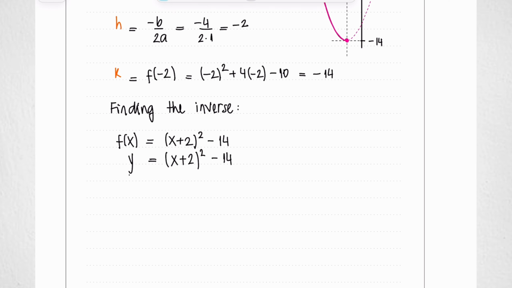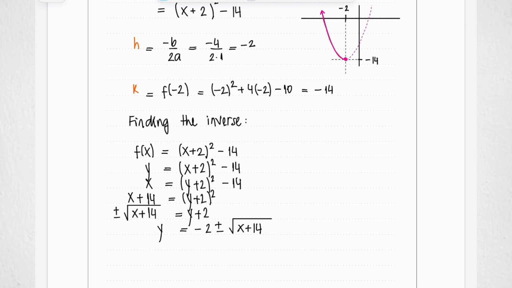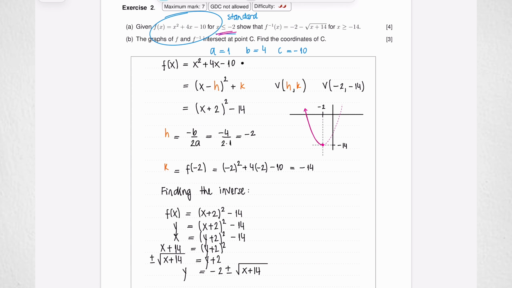We need to switch the variables and then isolate our new y. So (y plus 2) squared becomes a square root, positive and negative. Therefore, we have our y equal to negative 2 plus or minus the root of x plus 14. Now, which one is the valid one, the positive or the negative one? There's a nice little hack that you can use.